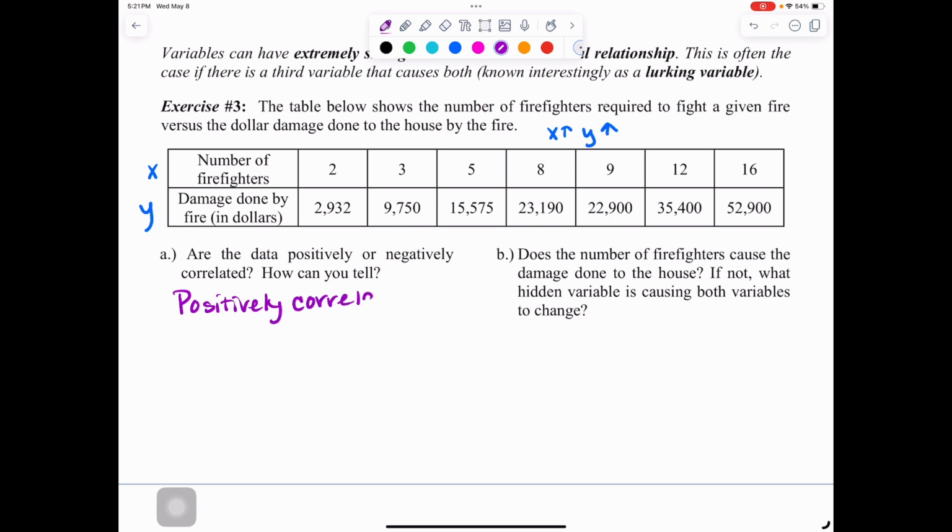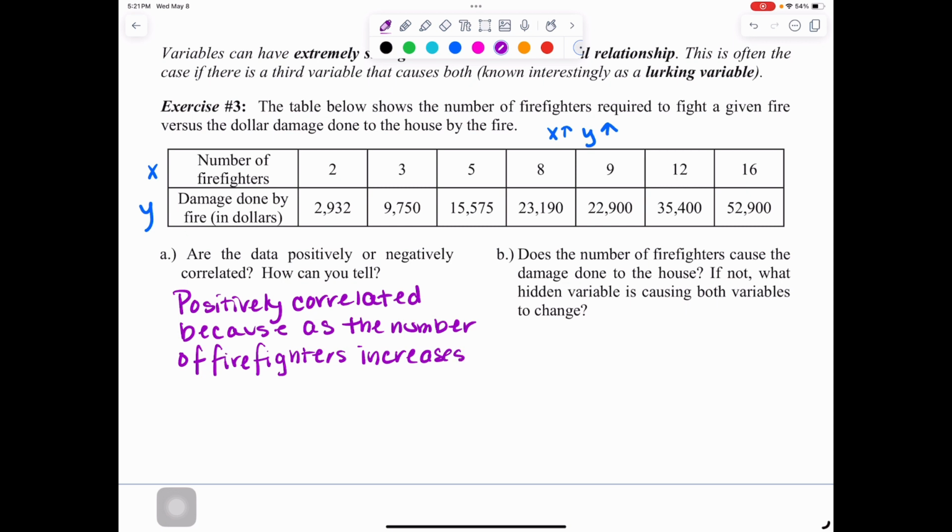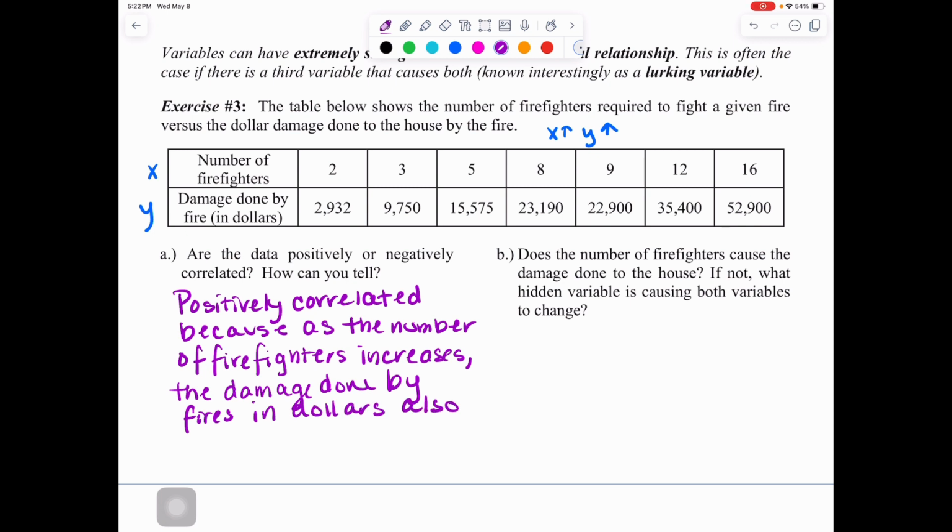correlated because as the number of firefighters increases, the damage done by fires in dollars also increases.